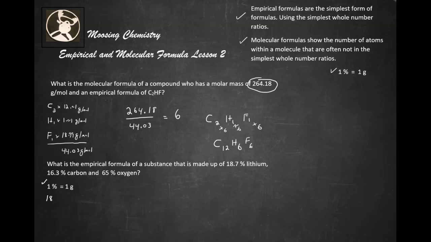So we go 18.7 grams of Li times 1 mole of Li divided by 6.94 grams of Li. Where'd that come from? Periodic table, of course. So our lithium is going to equal 2.69 moles.